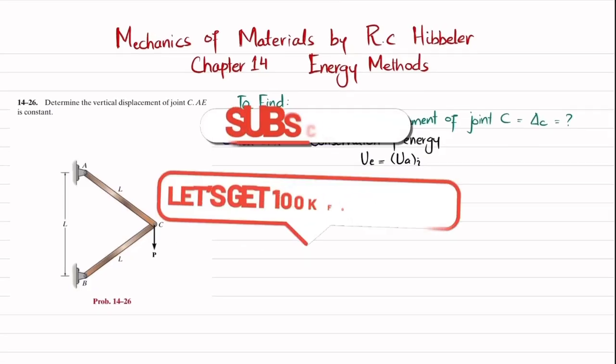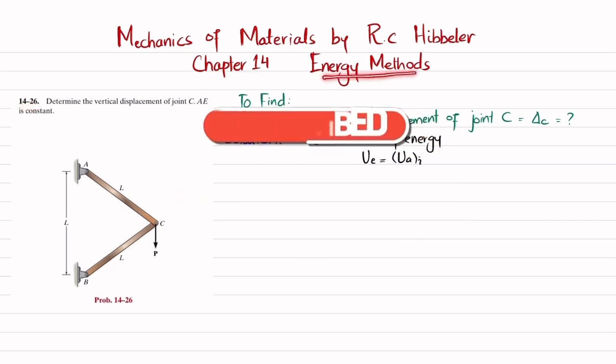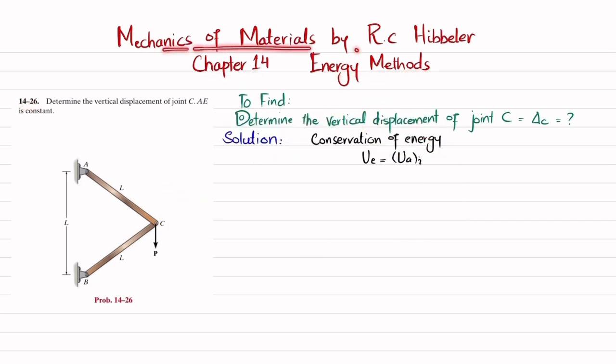Welcome back to another problem, that is 14-26. This problem is taken from chapter number 14, which is energy method, and the book name is Mechanics of Materials by R.C. Hibbeler. So the statement is: determine the vertical displacement of joint C.